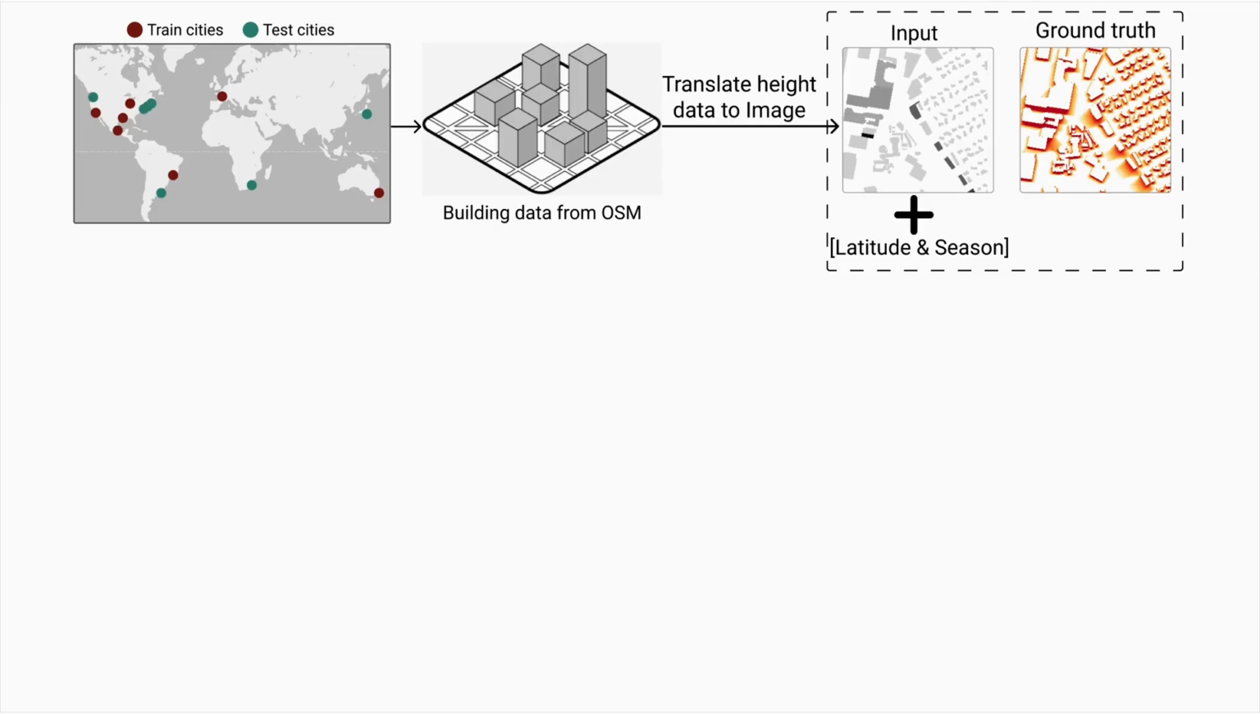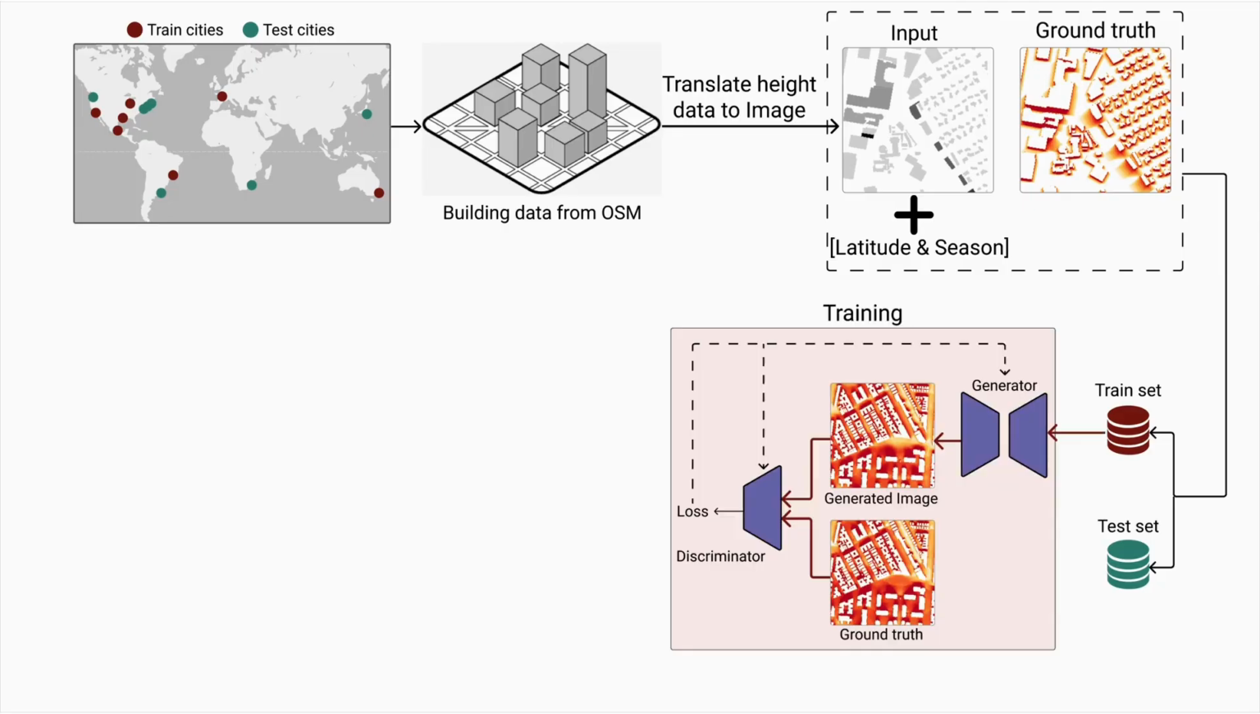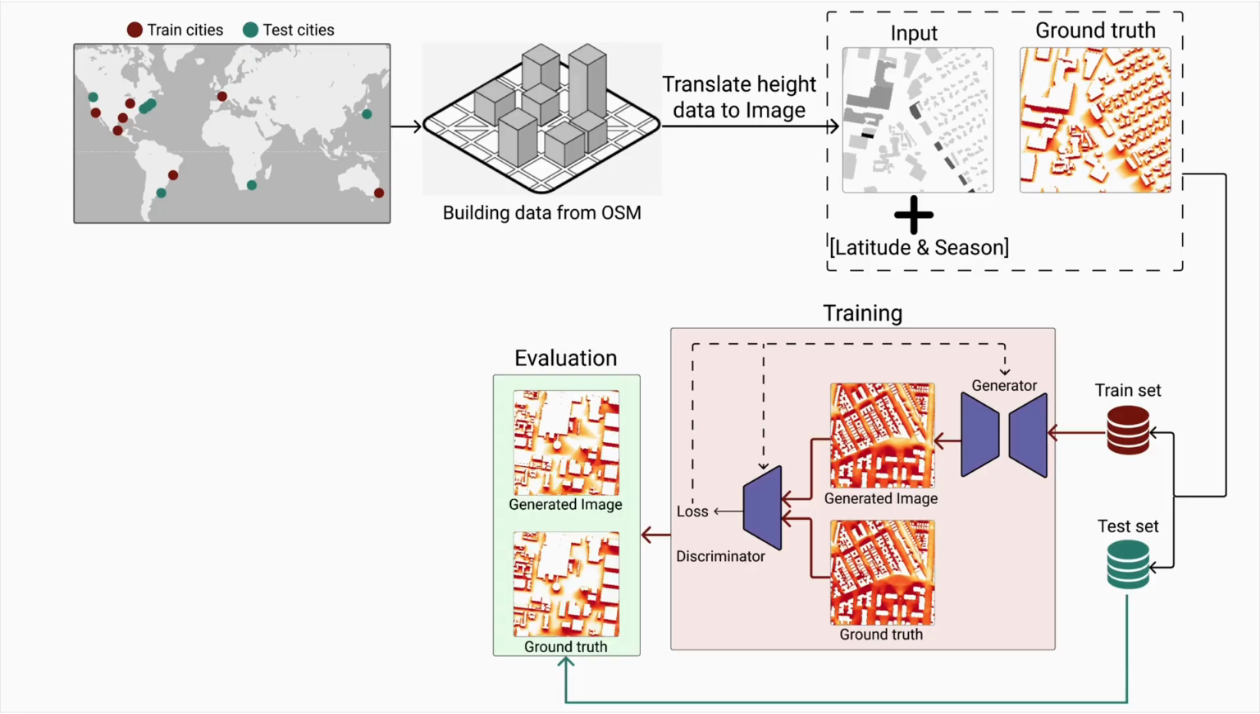To train our model, we required paired ground truth images. As such, we leveraged ray tracing based methods to generate ground truth data. Then we split the data into train and test sets. Afterward, we train our model using a conditional GAN architecture consisting of a generator and discriminator. Finally, we evaluate the model using the test set from cities that were not part of training.